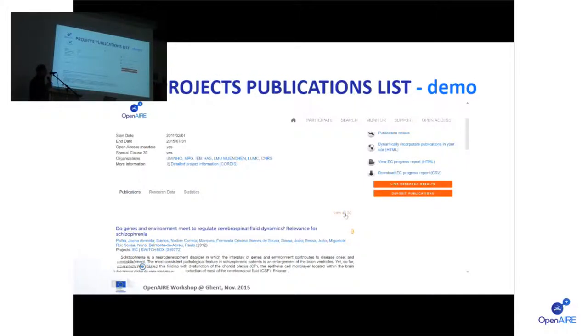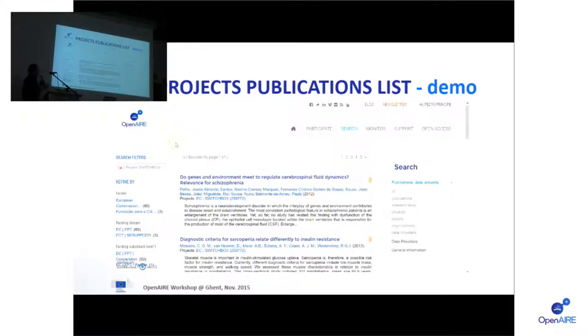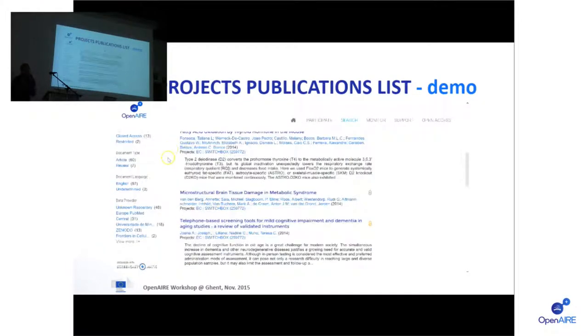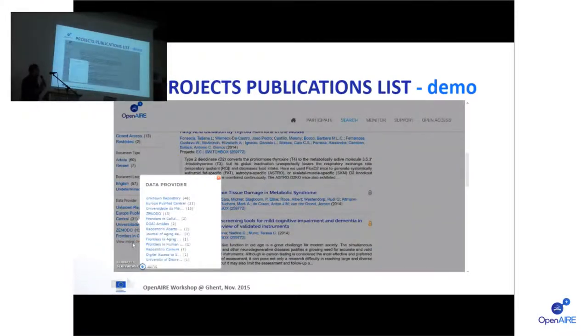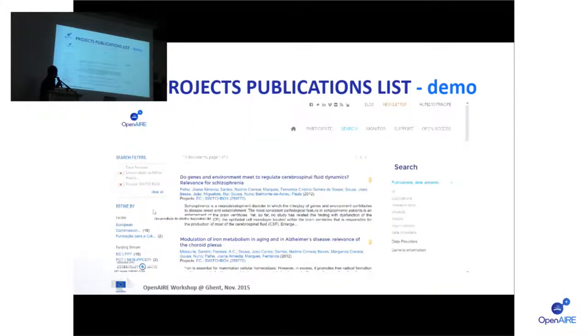There are different functionalities. And it's also important that you can check the publications that this project has identified. Here I'm showing that the Switchbox project has 60 publications in OpenAIRE that come from more than 10 repositories. This is the good thing that we have in OpenAIRE: we collect information from different data providers that are working with OpenAIRE, and we gather all this information.